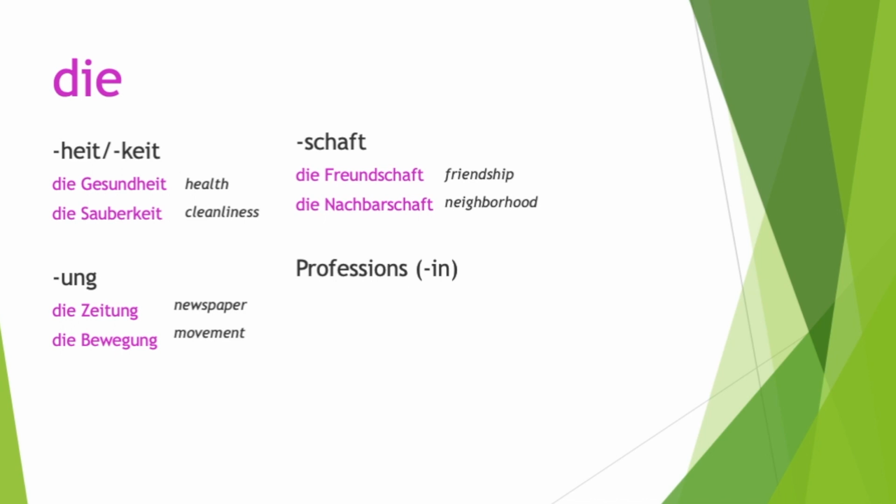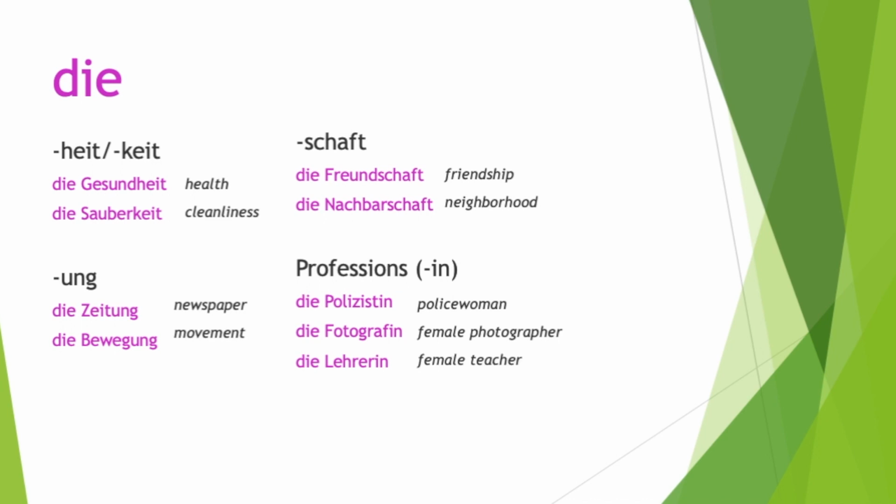And then we have the professions. Basically, what you have to add at the end of the word is -in. So maybe you remembered the male professions that we had before. It was der Polizist. That was a police officer who's male. So die Polizistin would be the policewoman, a female police officer. Die Fotografin, a female photographer. Die Lehrerin, a female teacher. Die Studentin, a female college student.